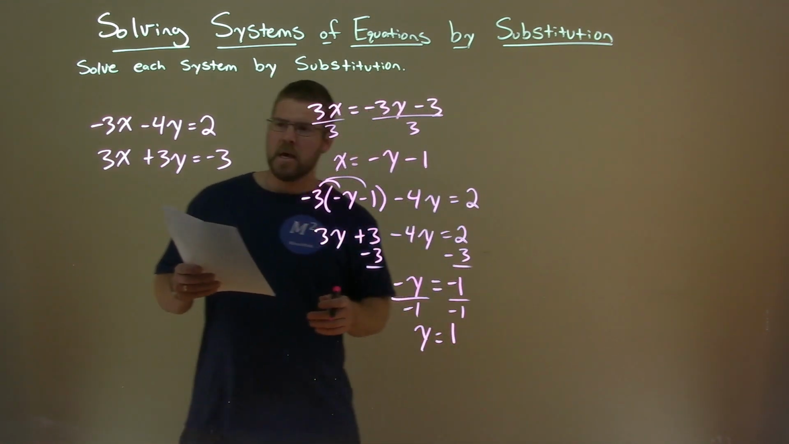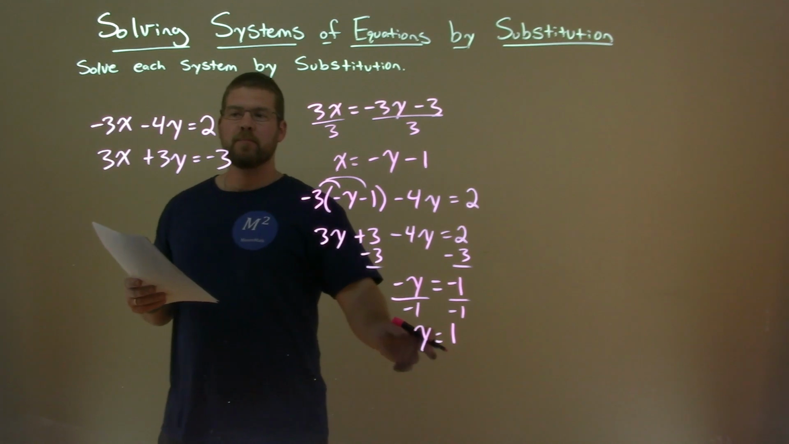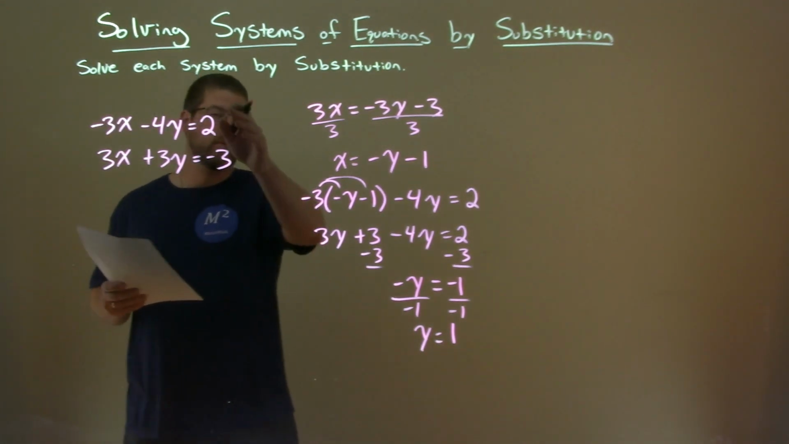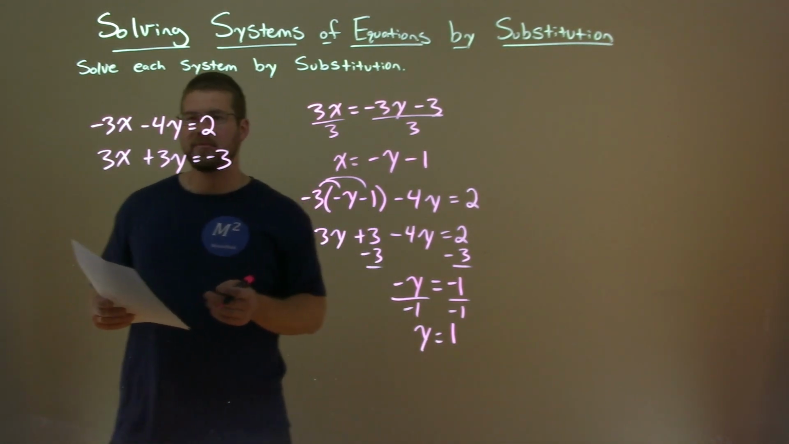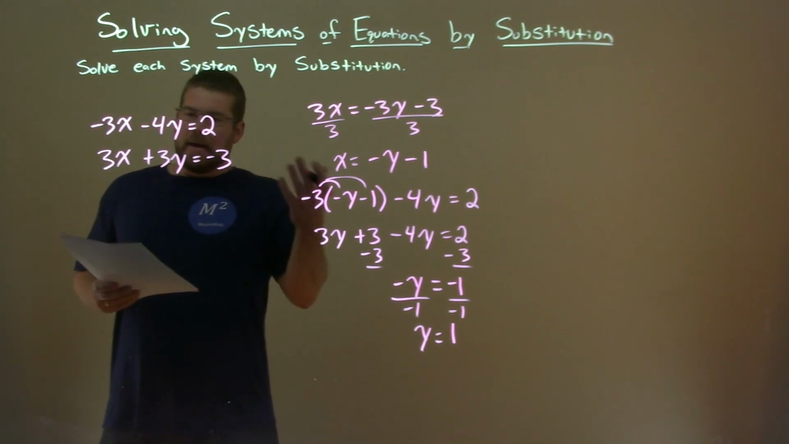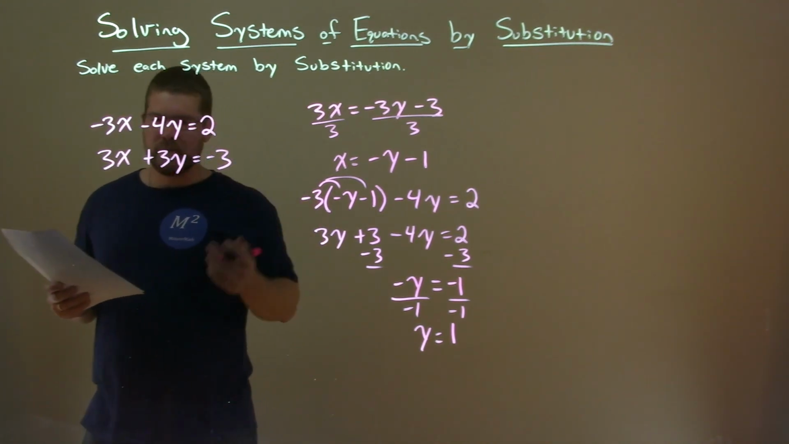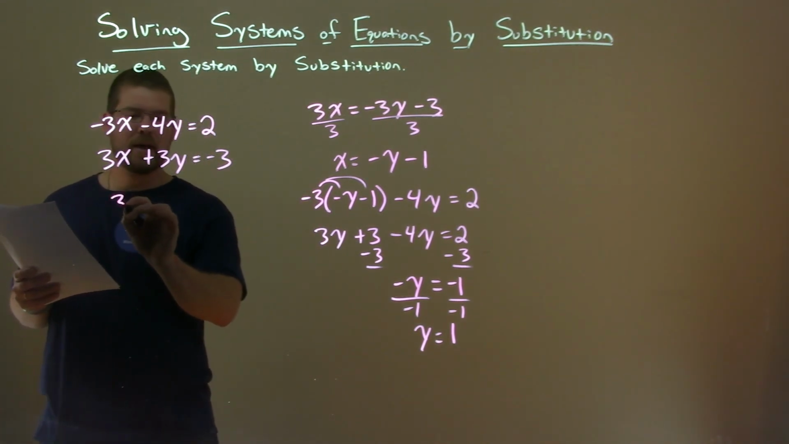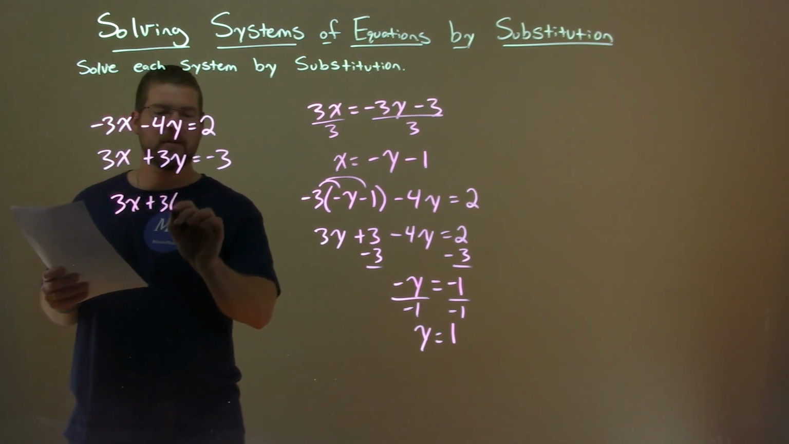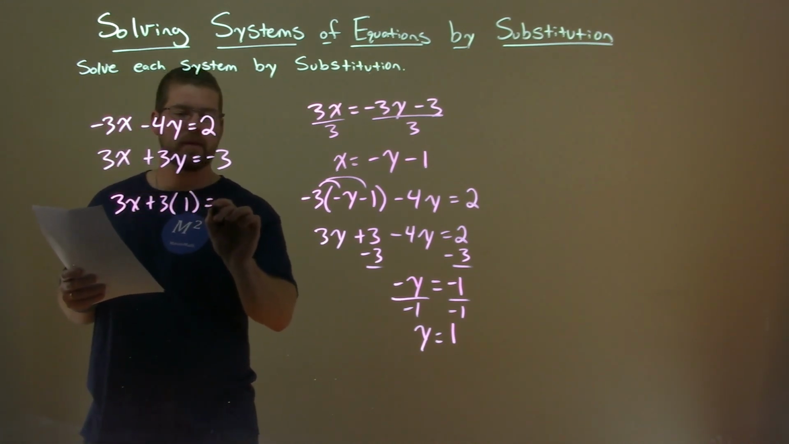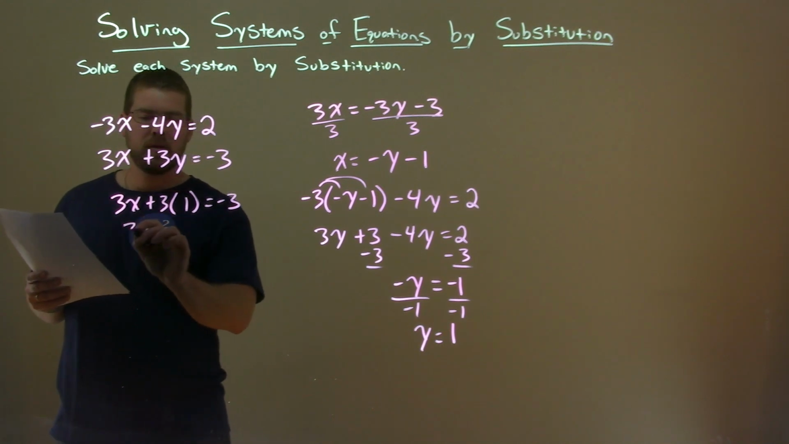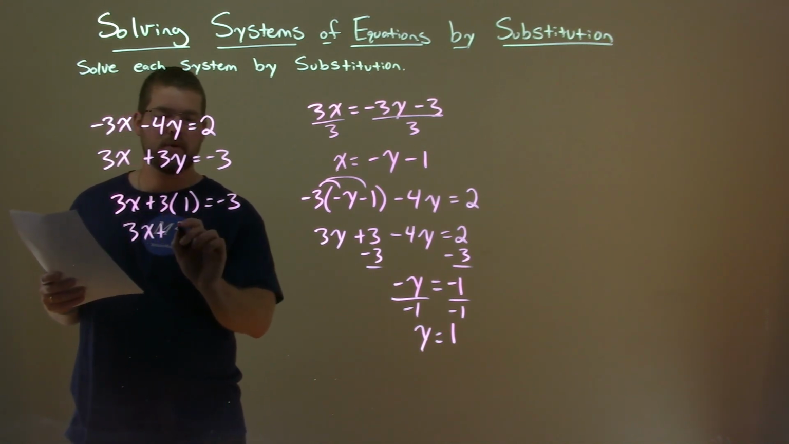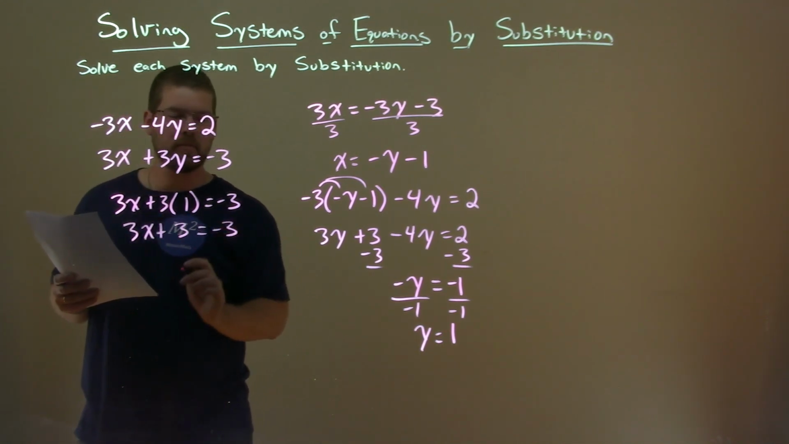Alright, with that information, we have to plug it back into one of the first two equations to solve for x. Try to pick the easier one. Both are about the same. I'm just going to pick the second one here. So 3x plus 3, instead of y I'm putting a positive 1, equals a negative 3. 3x plus 3 times 1 is 3, equals negative 3.